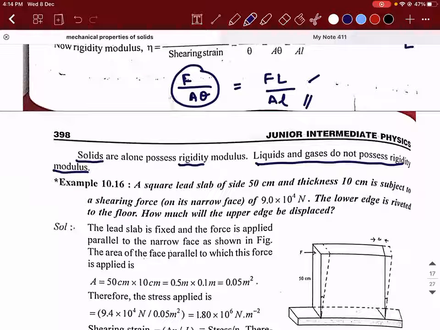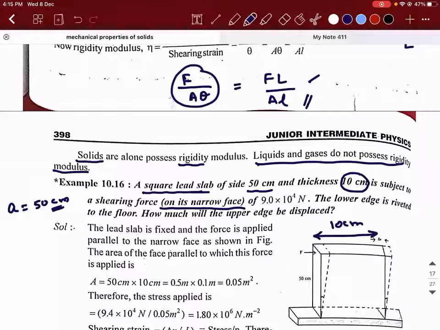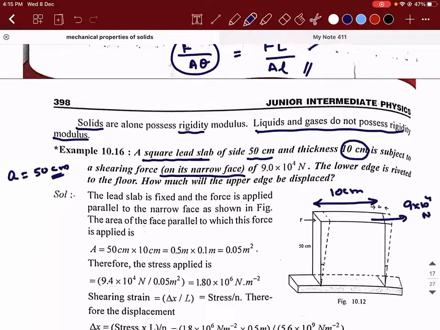Okay. Let us do a small problem to understand. There is a square lead slab, lead is a material, of side 50 centimeter and thickness 10 centimeter. It is subjected to a shearing force on its narrow face. So narrow face means the surface which is 10 centimeter. The topmost portion is undergoing a shearing force of 9 into 10 power 4 Newton. The lower end is riveted to the floor, so it is fixed to the floor.